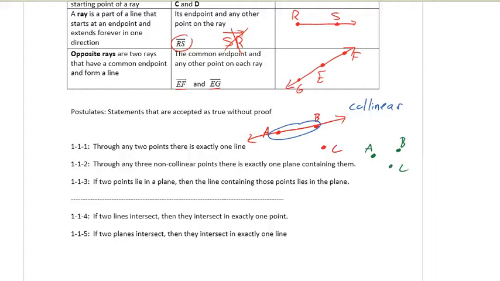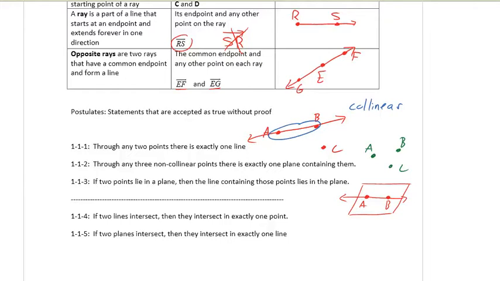The next thing, if 2 points lie in a plane, then the line containing those points lies in the plane. Okay, so again, if 2 points lie in a plane, so let's draw a plane here. If we have some point A and some point B, and they lie in a plane, then the line containing those points lies in the plane. So if there's this line going through the plane or along that same angle, the line's in the plane. If the 2 points are in the plane, the line going through those points is then also in the plane.